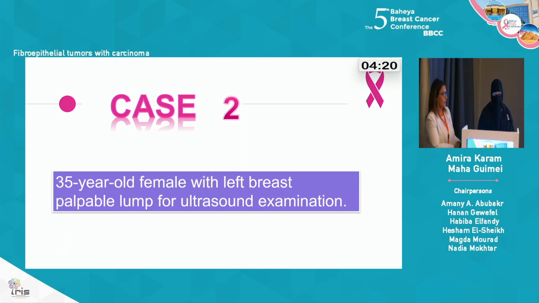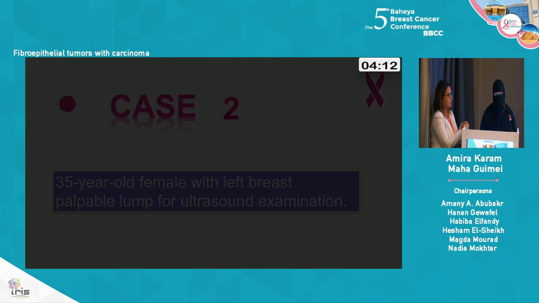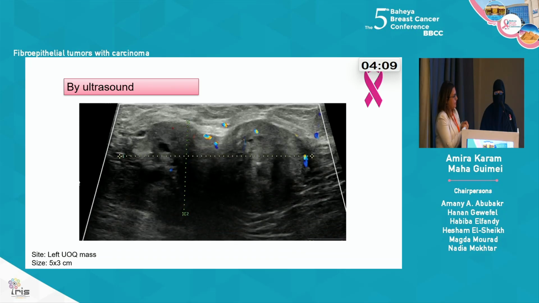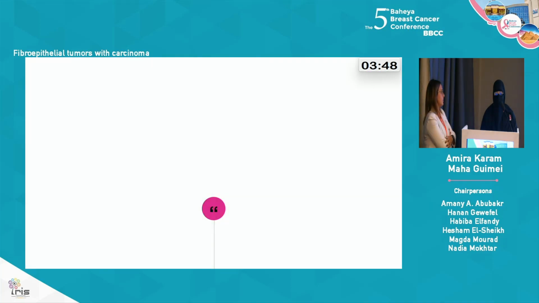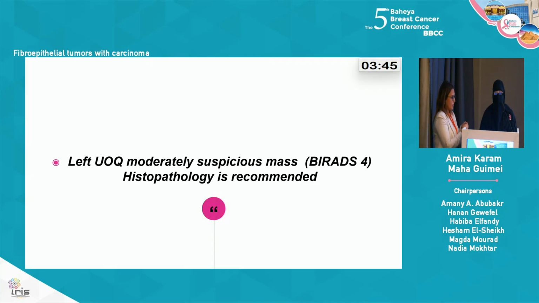Our second case, 35-year-old female with left breast palpable lump. She is under 40, so the ultrasound was the examination of choice. By ultrasound, we found the left upper outer quadrant sizable mass reaching 5 centimeters on the longest diameter. It was a hypoechoic oval-shaped lesion, but with atypical criteria in the form of lobulated outlines, areas of cystic changes, and foci of calcifications. So the diagnosis was left upper outer quadrant, moderately suspicious mass, BI-RADS 4A, and histopathology was recommended.